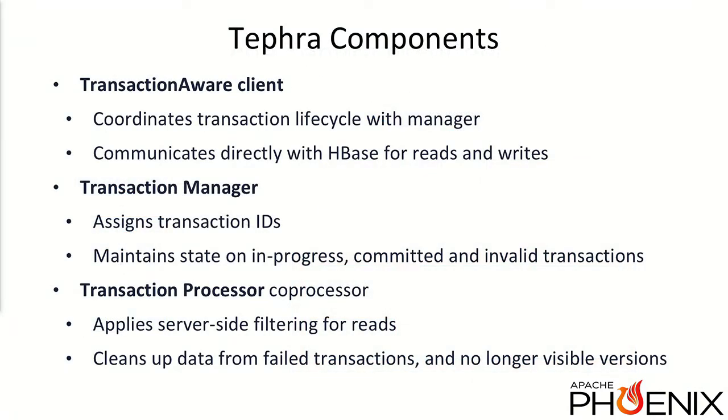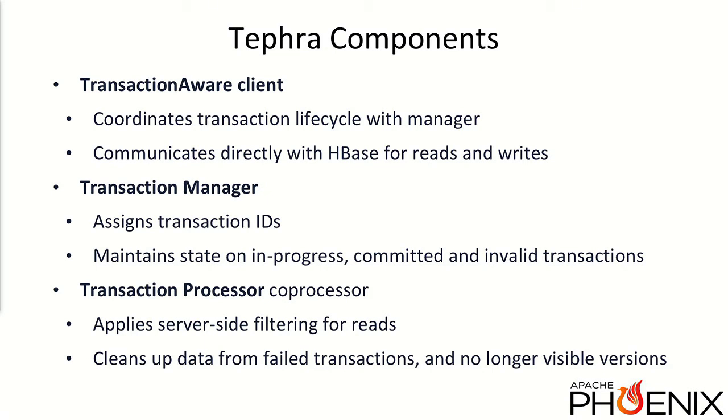Some more details about the components. The transaction client is some client that wants to do data operations. It talks to the transaction manager to start and finish a transaction. But once it starts a transaction, it talks directly to HBase to do all the reads and writes using that transaction. The transaction manager's main role is to create new transactions as and when the transaction clients ask for them. It also keeps all the state of the transaction system: the in-progress transactions, the committed transactions, and invalid transactions. And it also does conflict detection during commit time.